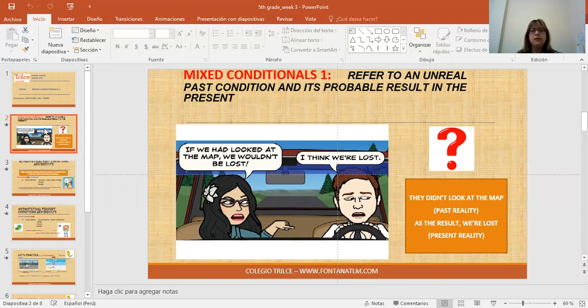If we look at the picture, the woman is kind of angry. She is annoyed. She is discussing with this man. And she says, if we had looked at the map, we wouldn't be lost. And then he answers, I think we are lost.